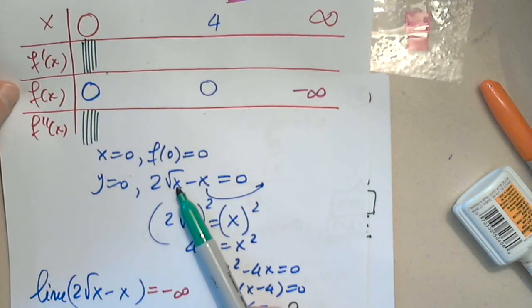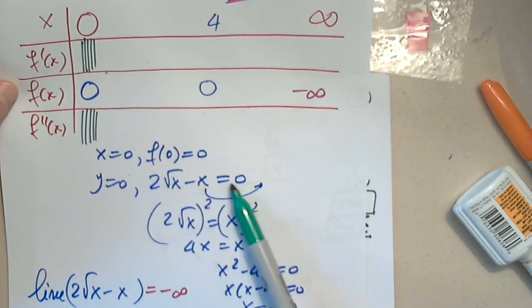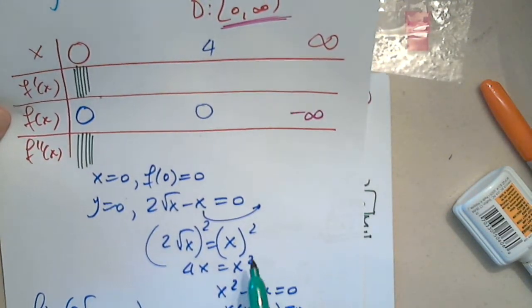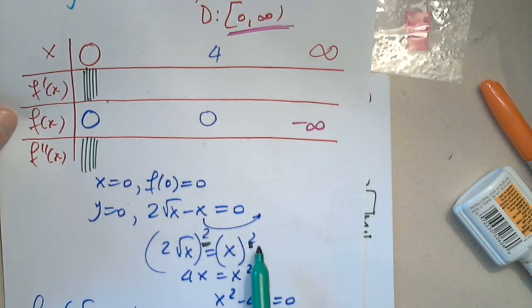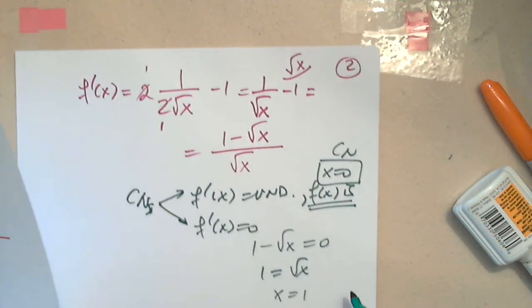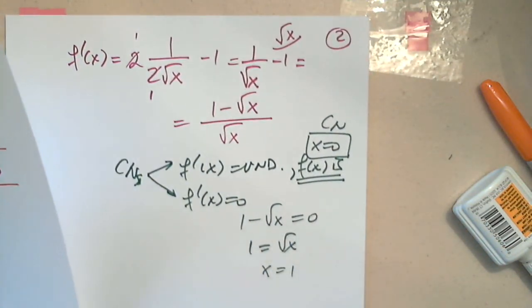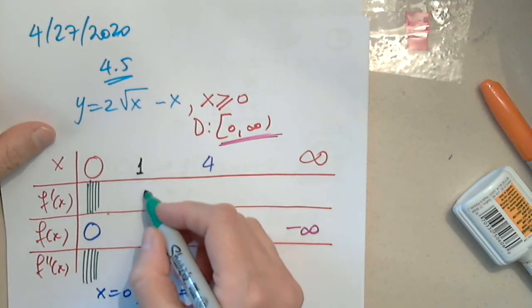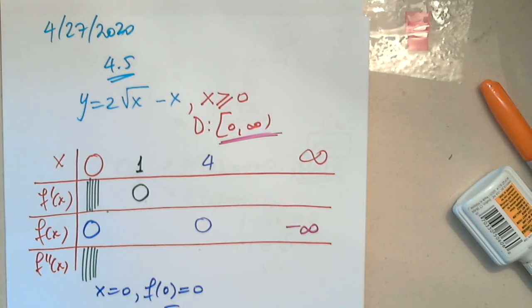So 2 times the square root of 4 is 2. 2 times 2 minus 4 is 0. So both work, but I should have said that because when we square both sides, we have to check solutions. Same thing here, when I check 1 minus 1, it is 0. So I have to put 1 in the table, and I get 0 for the first derivative.